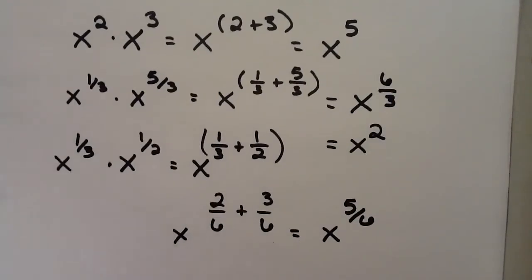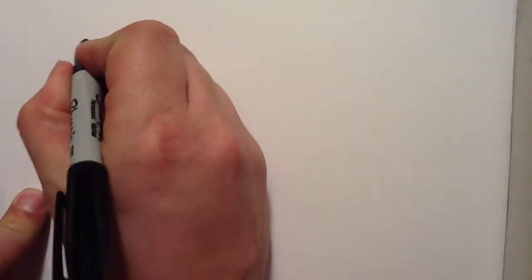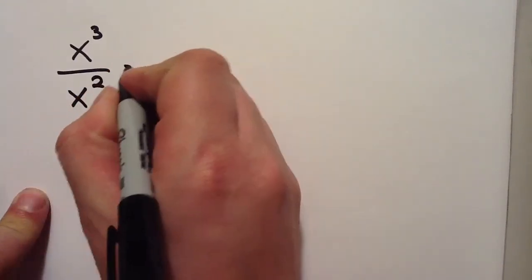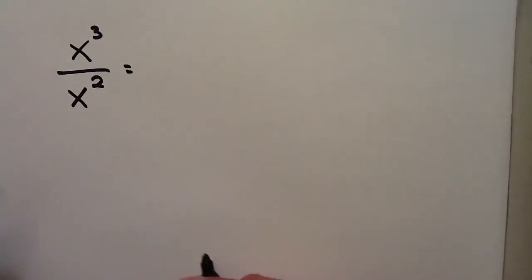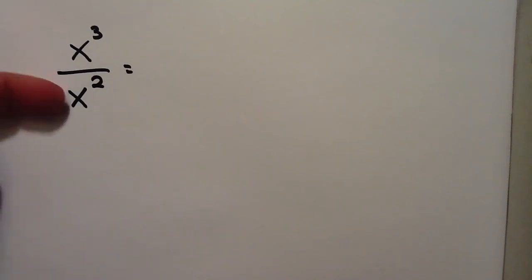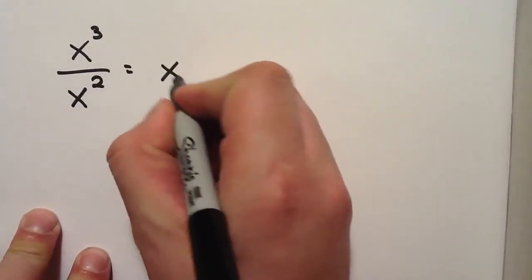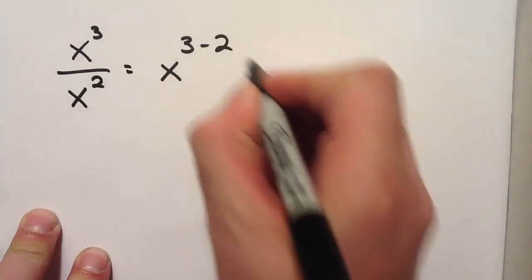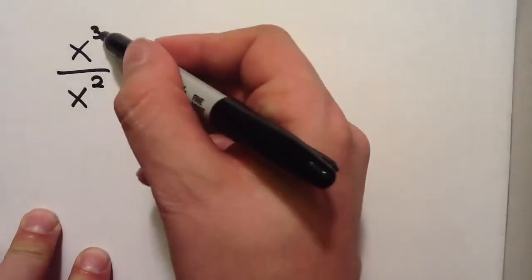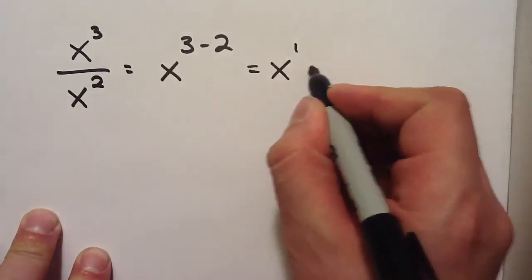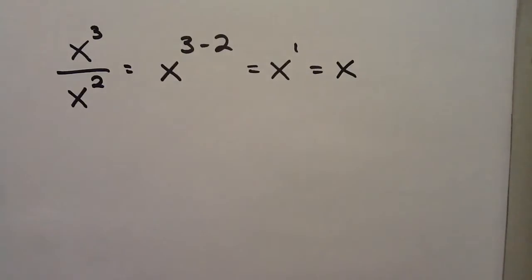Now we were doing multiplication, now let's go over the rules for division. If I have a problem, x cubed over x squared, when we're multiplying, we're adding, so when we're dividing, we're subtracting the top from the bottom. So this can be written as 3 minus 2, top exponent minus the bottom exponent, which is going to equal x to the 1, which we can just write as x.